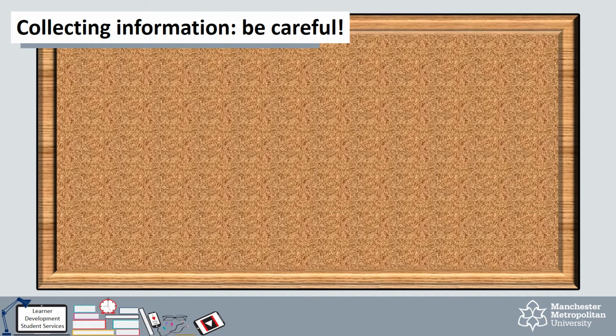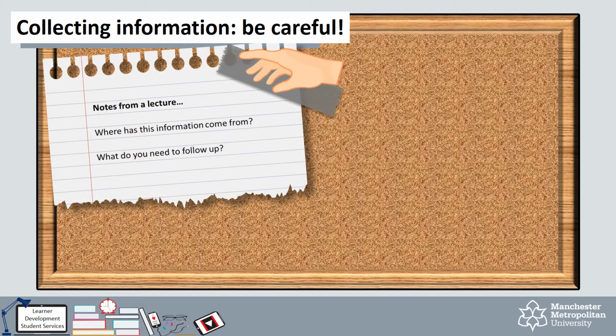When you study, you will collect information from a variety of sources. This will include information provided by your tutor and information that you find during your own independent study. As you collate these sources, it is important to be careful in noting down where you found these so that you do not lose track or miss anything important. For example, if you take notes during a lecture, it is important to consider where the information presented has come from and if there are any points that you need to follow up.